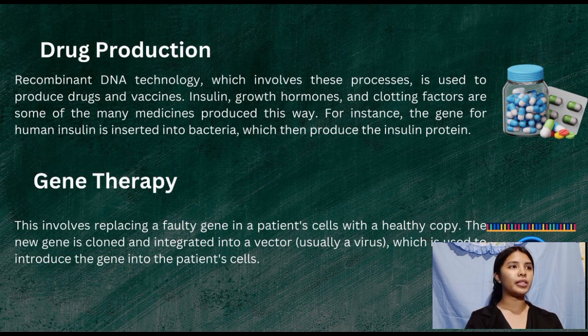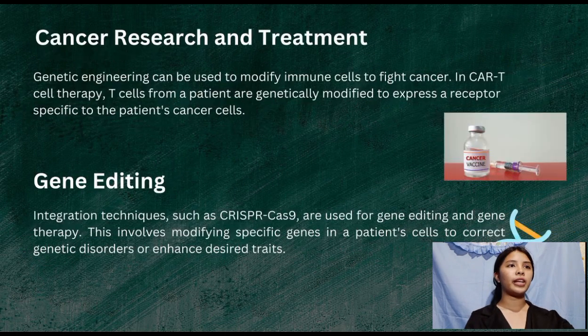Examples of these therapies that have been approved for treatment are for certain types of cancer, genetic eye disorders, and spinal muscular atrophy. So next is cancer research and treatment. Genetic engineering can be used to modify immune cells to fight cancer. One example of these immune cells are the T cells, or CAR T cell therapy.